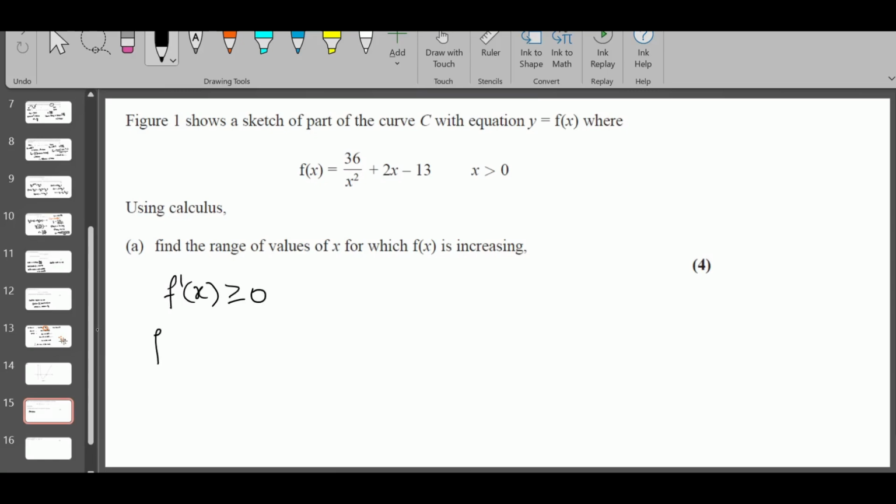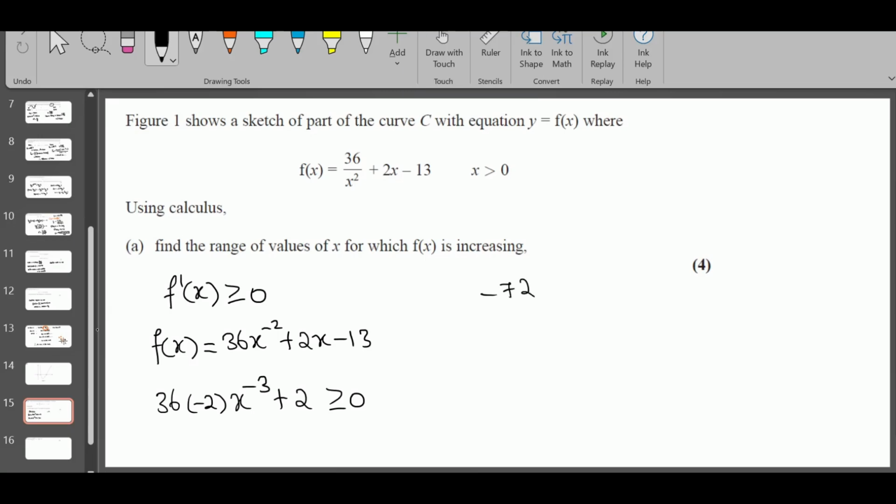First write f of x as 36x power minus 2 plus 2x minus 30. So f dash of x is 36 times minus 2x power minus 2 minus 1 plus 2 is greater than or equal to 0. This is basically minus 72 over x power positive 3 plus 2 is greater than or equal to 0. Push this number here. Minus 72 over x cube is greater than or equal to minus 2.